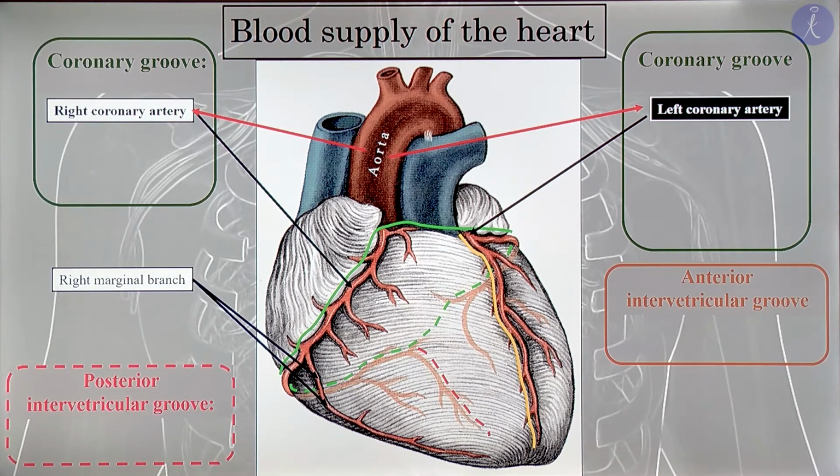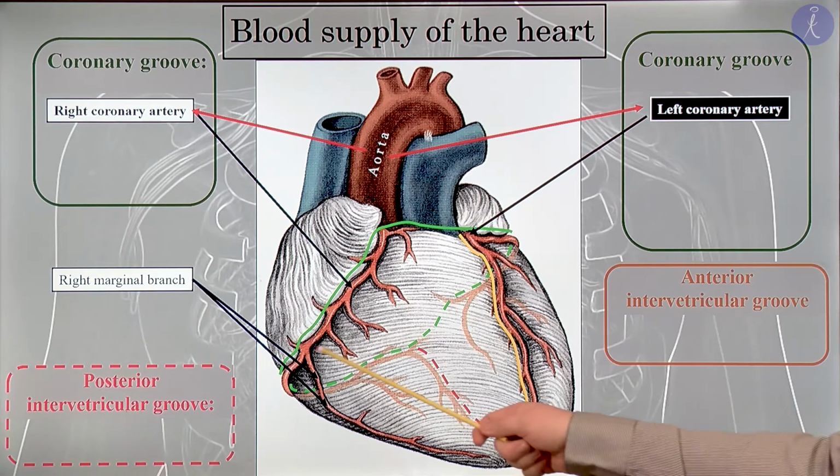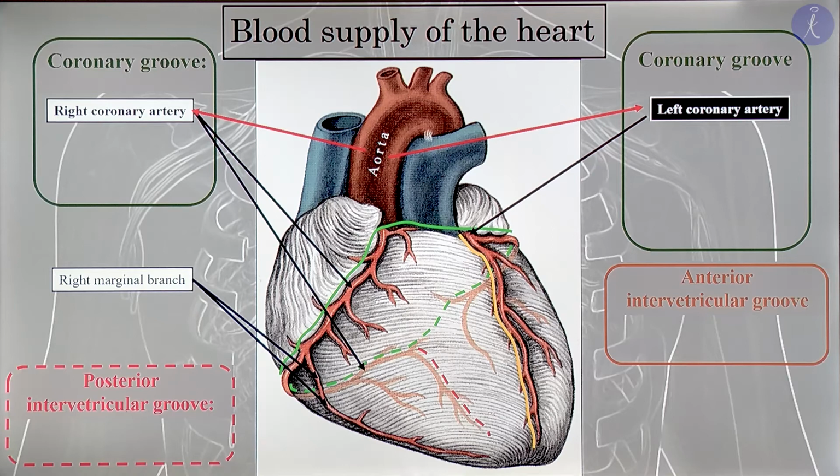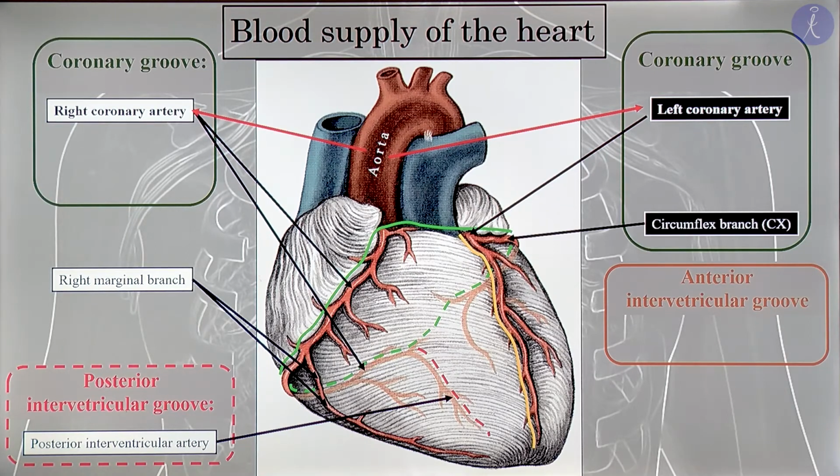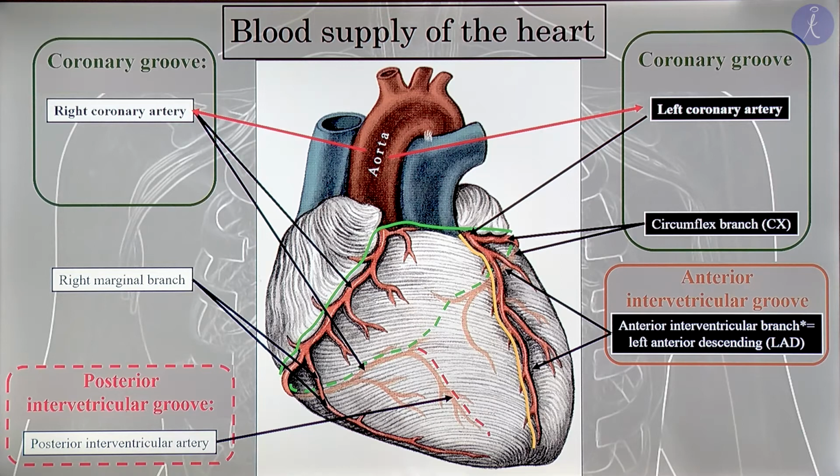Let's talk about the branches. Right coronary artery has two notable branches, the right marginal branch on the side of the heart, and in the posterior interventricular groove we have the same name artery, so posterior interventricular artery. From the left coronary artery we have two large branches, the circumflex branch, which is inside the coronary groove. It runs in the left side of that. And it also gives a branch to the anterior interventricular groove. This is the anterior interventricular branch, or also clinicians used to call it left anterior descending, or just simply LAD.